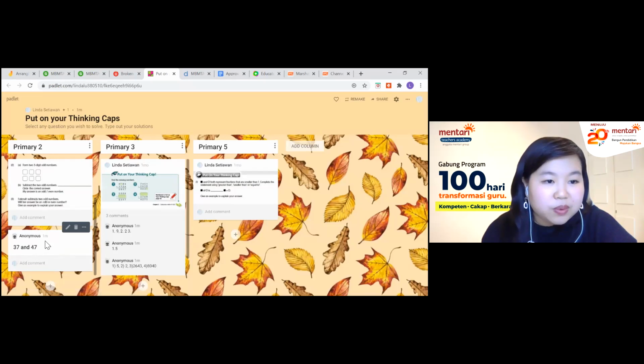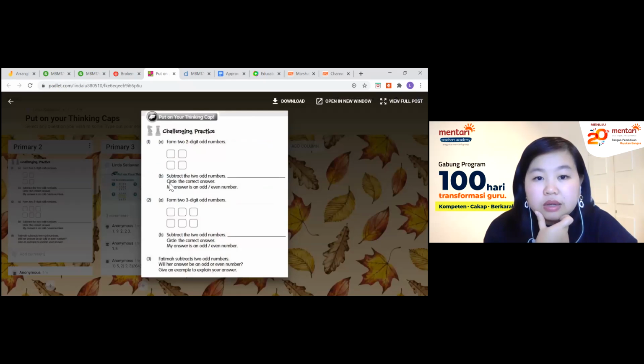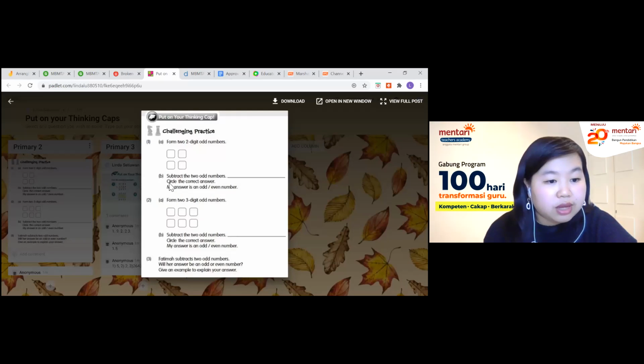Oh, somebody is answering for primary 2. 37 and 47. Okay, so you have picked a pair of, so the problem here is about forming two-digit odd numbers. So thank you for giving us 37 and 47. And then the next step will be subtracting those two odd numbers. And there's a little bit of conclusion part here that says my answer is an odd or even number. So it says circle the correct answer.